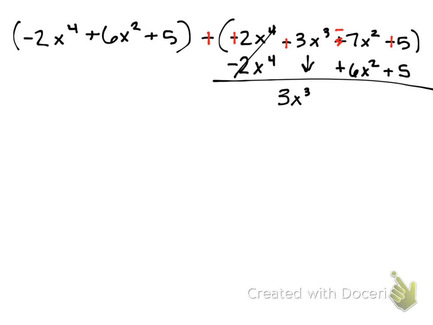Negative 7x squared plus 6x squared is negative 1x squared. Pay attention to your signs. That's what got a lot of you on the quiz yesterday. And 5 plus 5 is 10. So there's my final answer. So that should be the first page of your review sheet, the adding and subtracting polynomials.